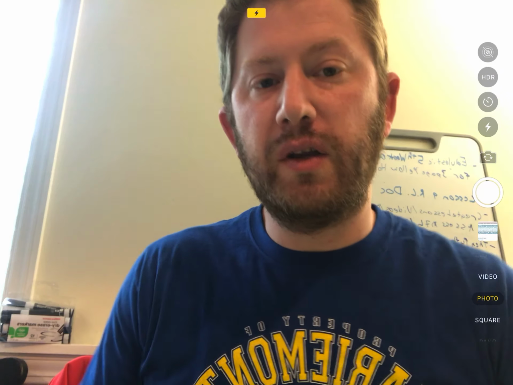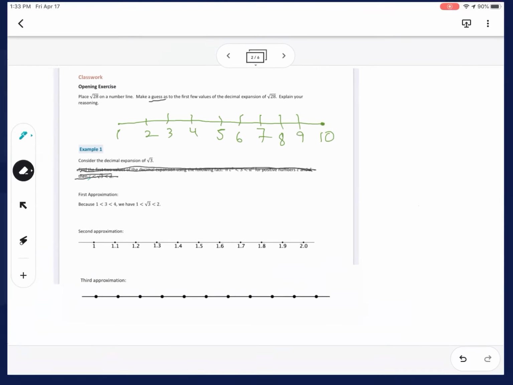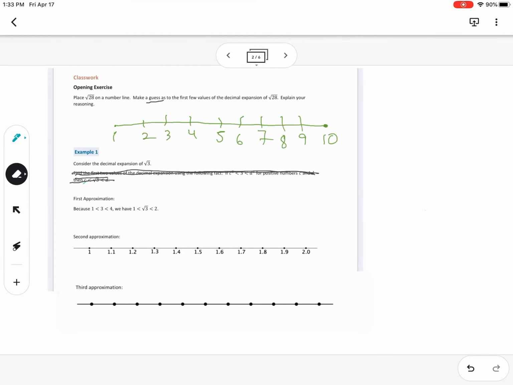We are going to be doing Module 7, Lesson 11. We're doing more decimal expansions, this time of square roots of numbers, and we are putting those on a number line. So it sounds kind of like a lot, but it's not too terrible, so we are going to get going. Alright, so our first thing that we are going to do, it says place the number for our opening exercise, the number 28, on a number line.